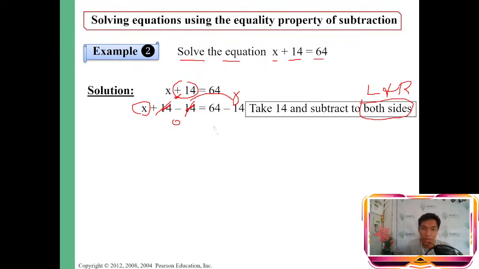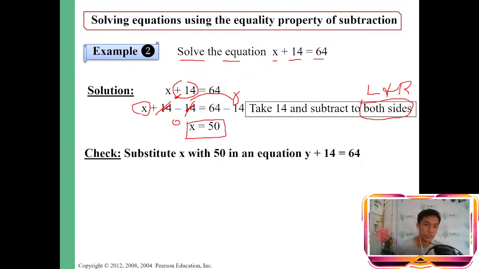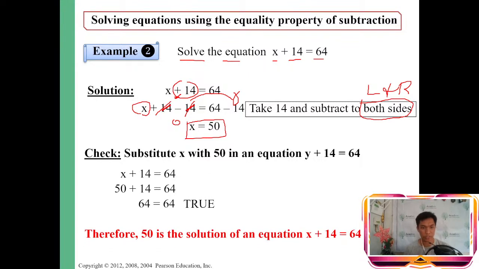Next one, we have x is equal to 50. Now we found x already, so the last part is to check. Substitute x with 50 in the equation x plus 14 equals 64. So 50 plus 14 equals 64. So 64 equals 64. That is true. Therefore, 50 is the solution of the equation x plus 14 equals 64.